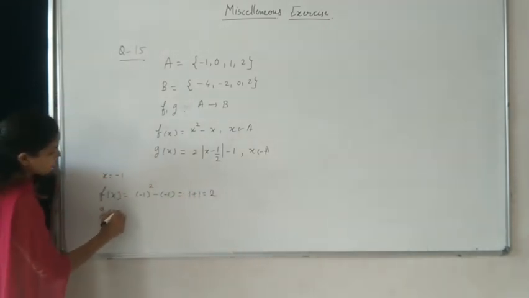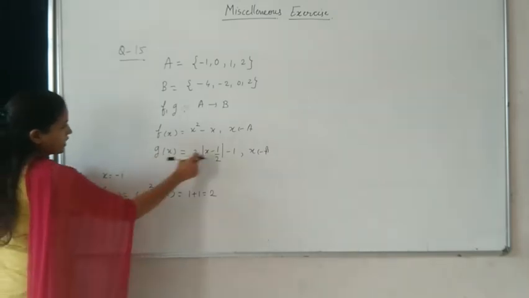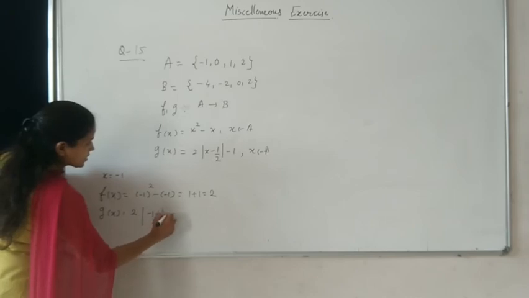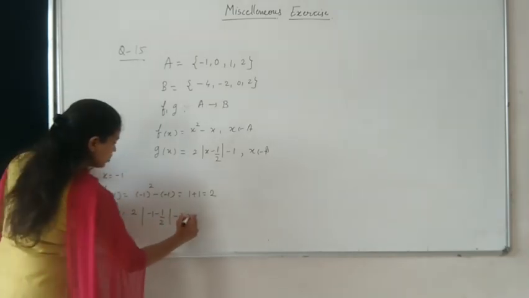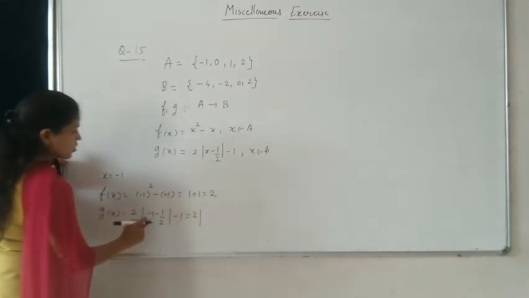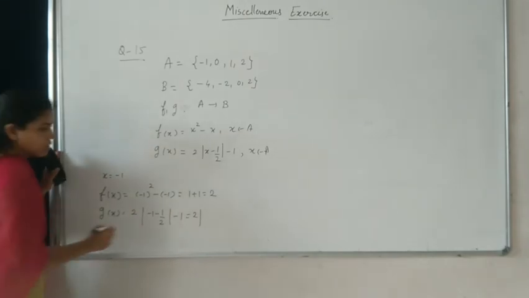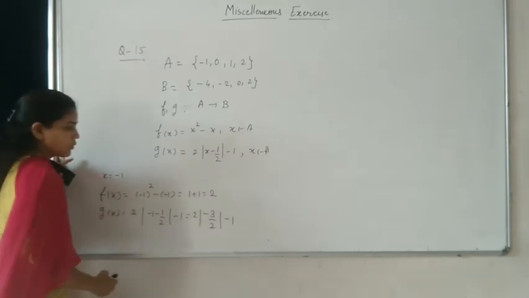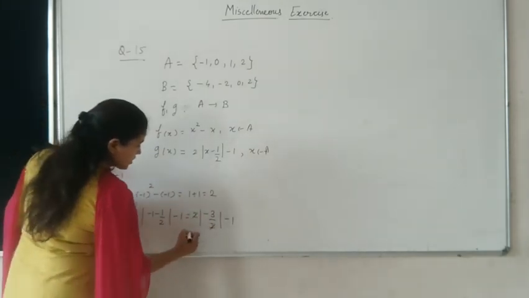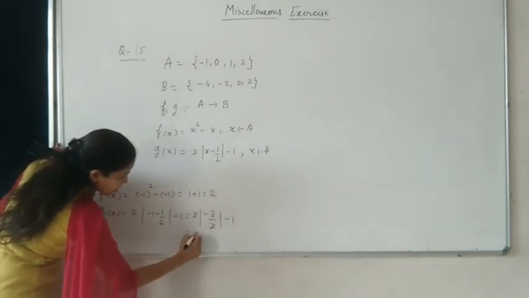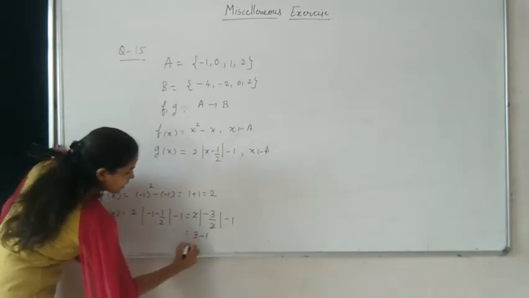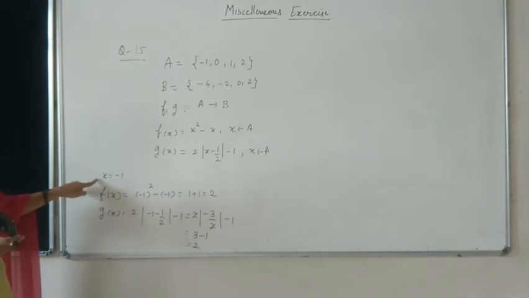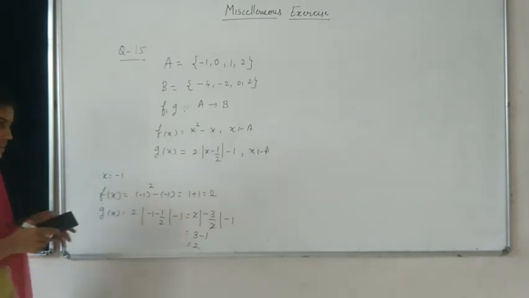And what can g(x) be? Just substitute the value of x in this function. 2|-1 - 1/2| - 1. So this is 2 times the modulus of -3/2, minus 1. Now the 2 cancels here, and the modulus of -3 gives us +3. 3 minus 1 is 2. So for x equal to -1, we have seen f(x) is equal to g(x).